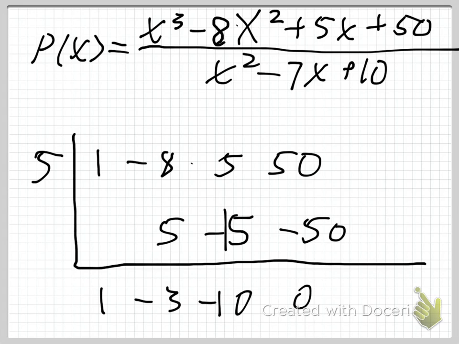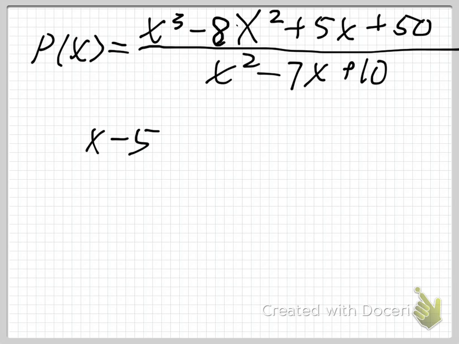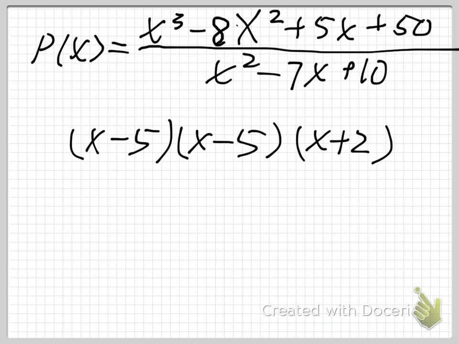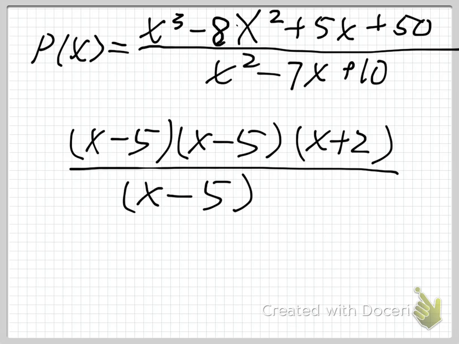And then as you can see, we got 0 with the last number, which is good, which means that 5 is a factor of this function. So one of the factors in the numerator is going to be x minus 5, and we're going to be left with what was written on the bottom, the 1, -3, -10, which means that x minus 5 times x squared minus 3x minus 10 is equal to the numerator. And when you factor x squared minus 3x minus 10, you get x minus 5 times x plus 2. And when you factor the denominator, that's a really easy factor also, x minus 5 times x minus 2.